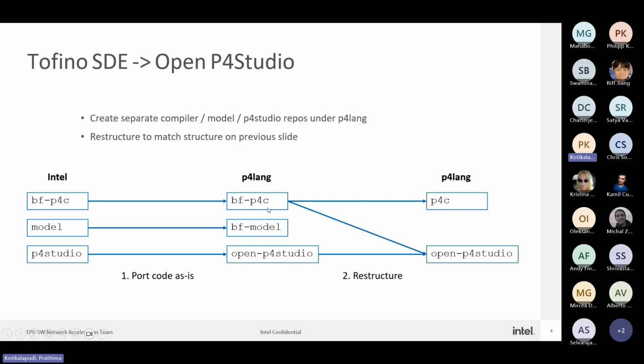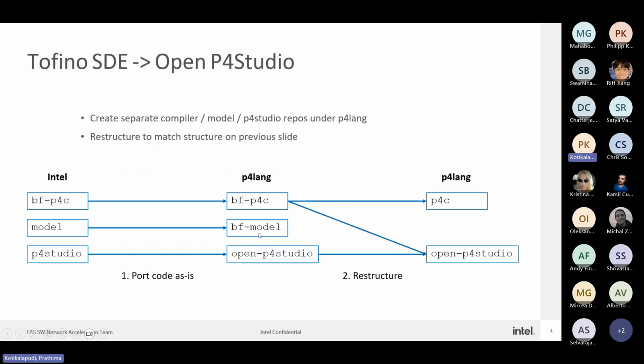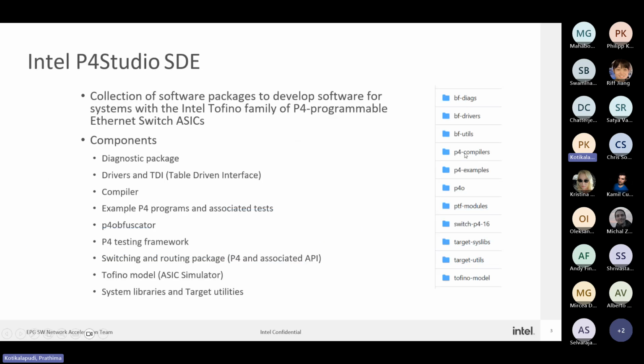From the BF P4C, the Tofino backend has been integrated to the P4lang P4C backend, and the assembler code has been integrated with the Open P4 Studio. And BF model sources are present in this repository. The executable is included in the Open P4 Studio, but there is effort to include the source in this structure itself. I'll go over the next details. But basically, Open P4 Studio now mimics this structure, which has all these components. Right now, Tofino model points to a binary, but we have a PR up for integrating the sources as well.